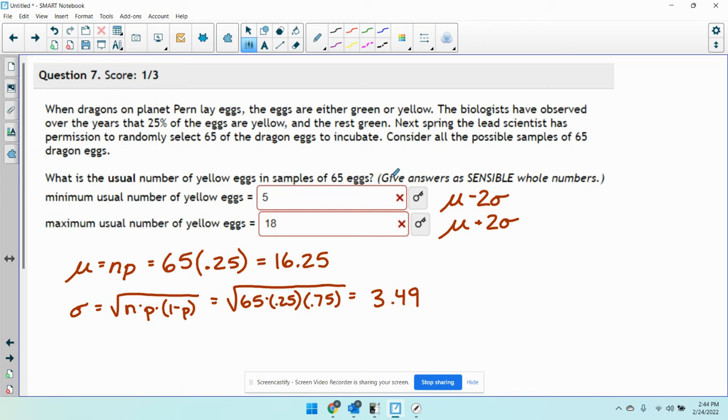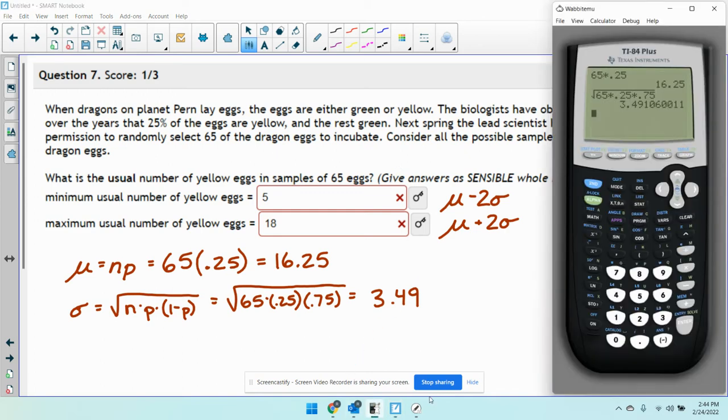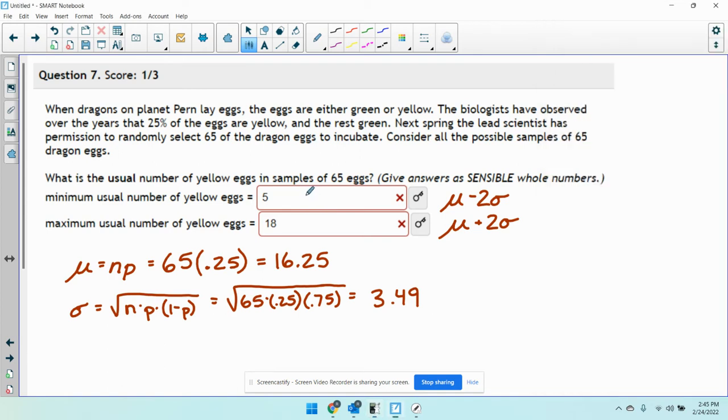So now I'm going to take my mean, 16.25, and I'm going to subtract 2 times 3.49. And then I'm going to take that same thing, but change the subtraction to addition. So I get a range of about 9 to 23. I believe they always want you to round this one outward. So this should be 24. Round this one down and this one up always. Yeah, and that's all you have to do for that one.